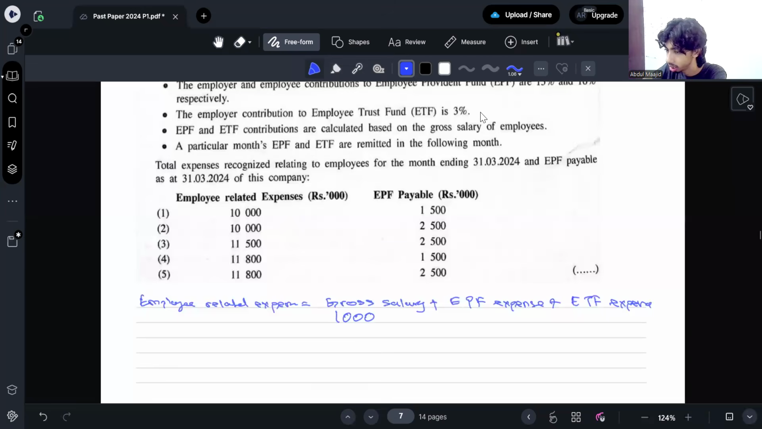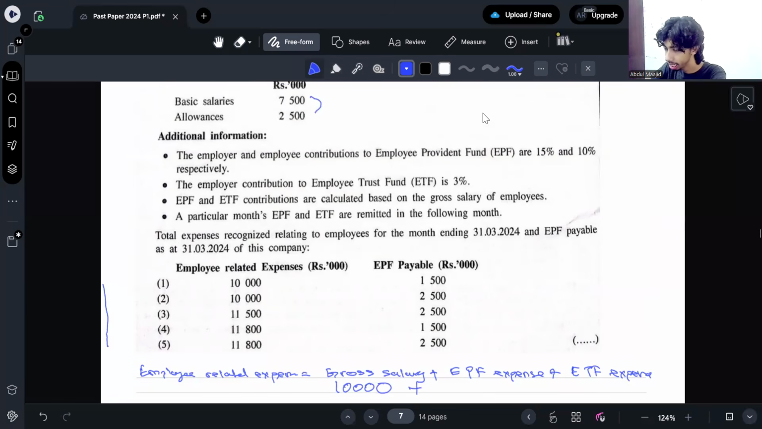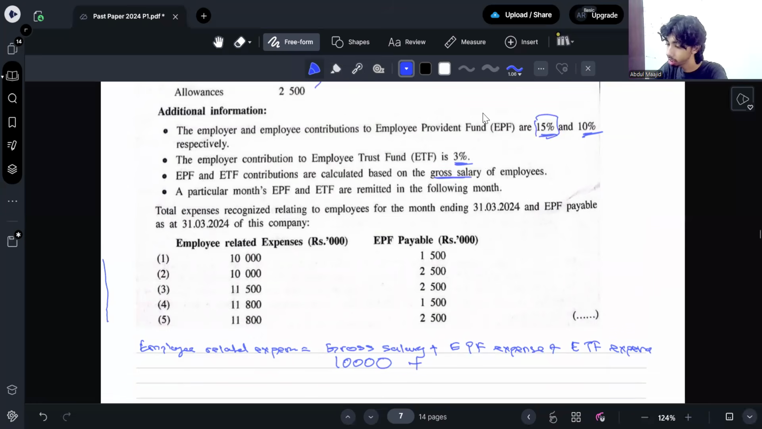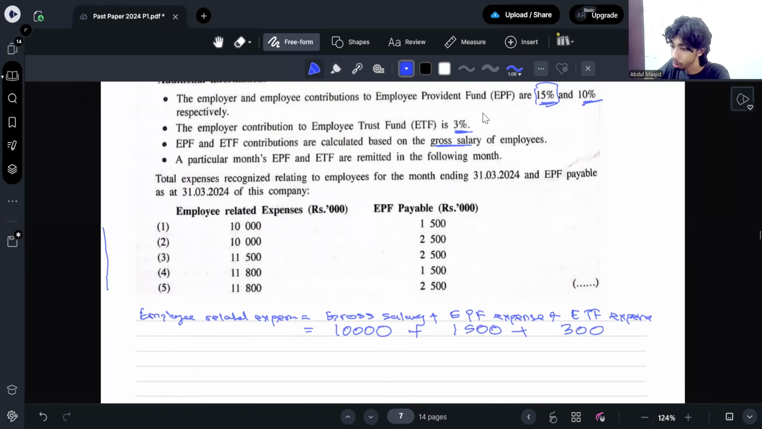Gross salary 10,000. Then EPF expense means employer contribution. Here, the EPF employer and employee contributions are 15% and 10% respectively. ETF is 3%. EPF and ETF contributions are calculated based on gross salary of the employee. Then EPF expense, the employer contribution, will be 15% of 10,000, that is 1,500. And ETF expense will be 3% of gross salary. 3% of 10,000 is 300. Then how much will be your employee related expense? 11,800.